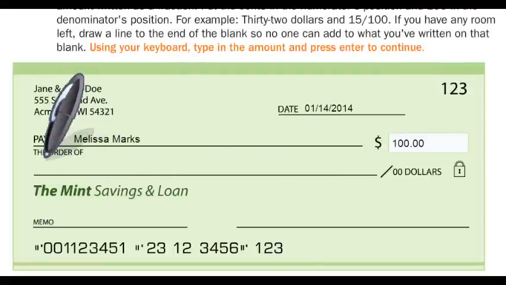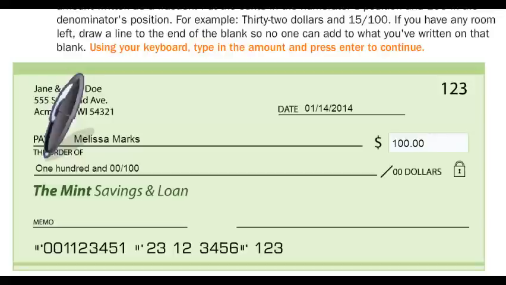The next line is used to confirm the amount of the check, just in case your handwriting is hard to read in the dollar sign blank. In clear handwriting, you want to write out the amount using words and fractions. So you're going to write the dollar amount, then add "and," followed by the cents amount written as a fraction. You're going to put the cents in the numerator's position and 100 in the denominator's position. So for instance, we have 100 and 00 over 100.